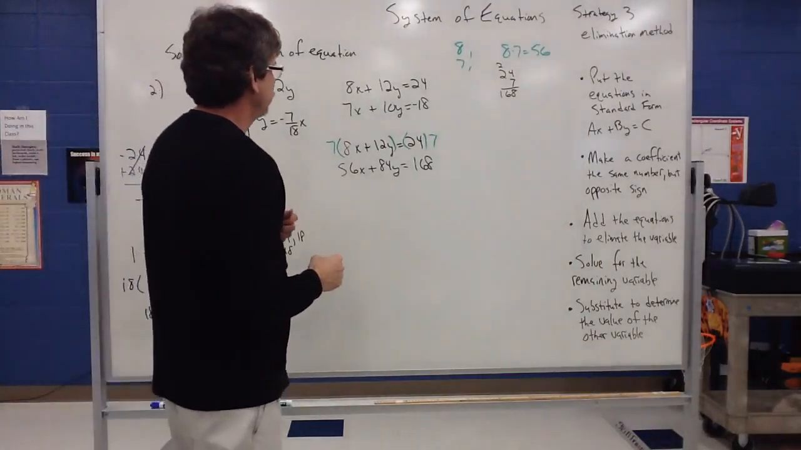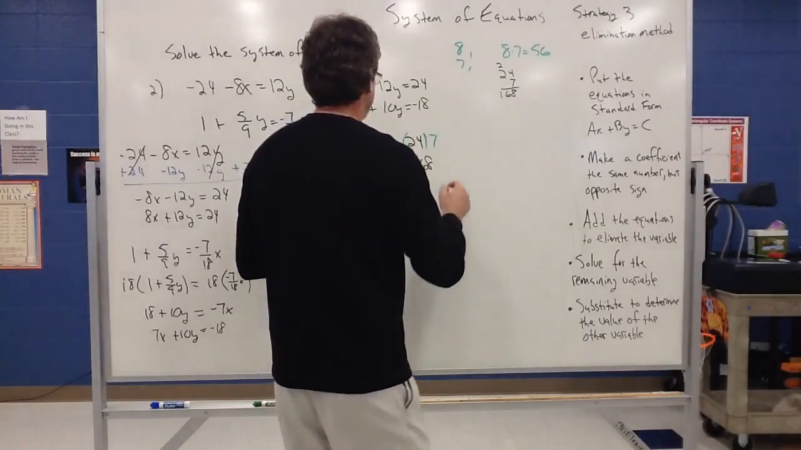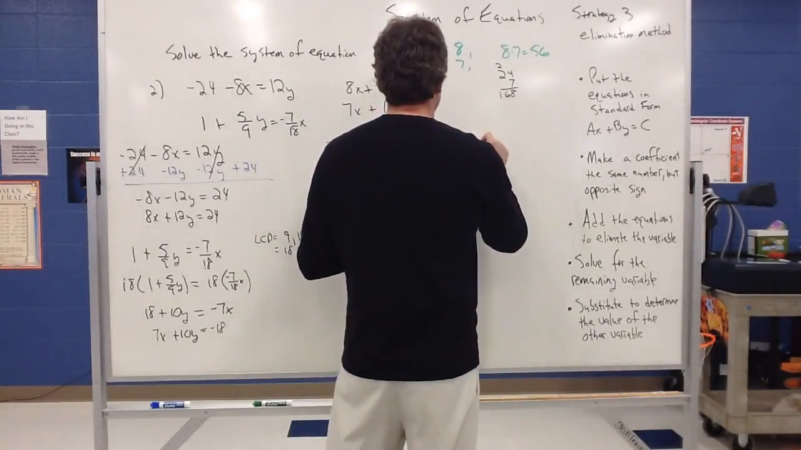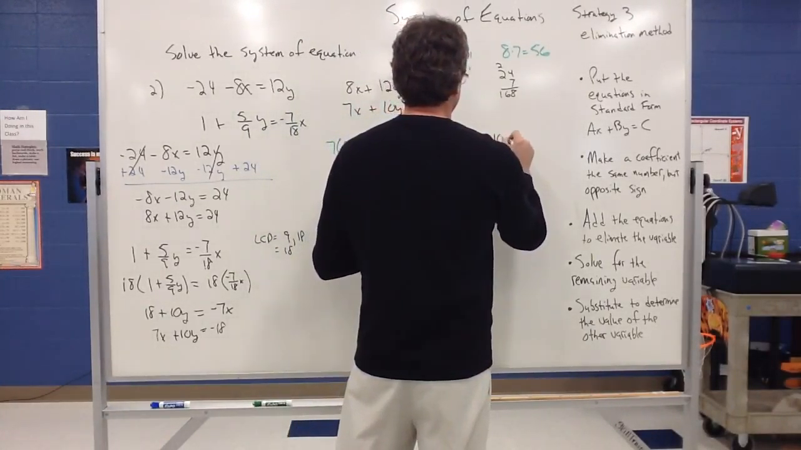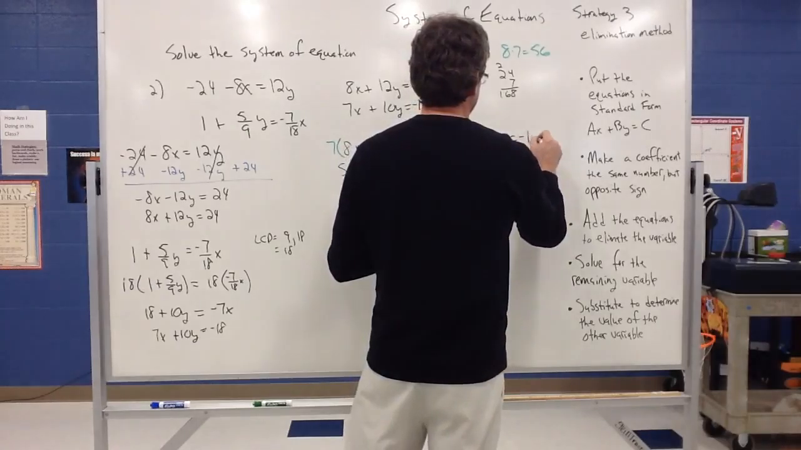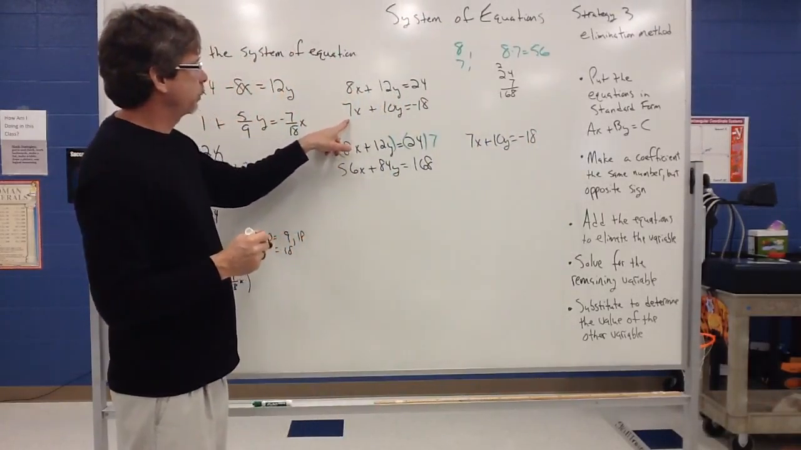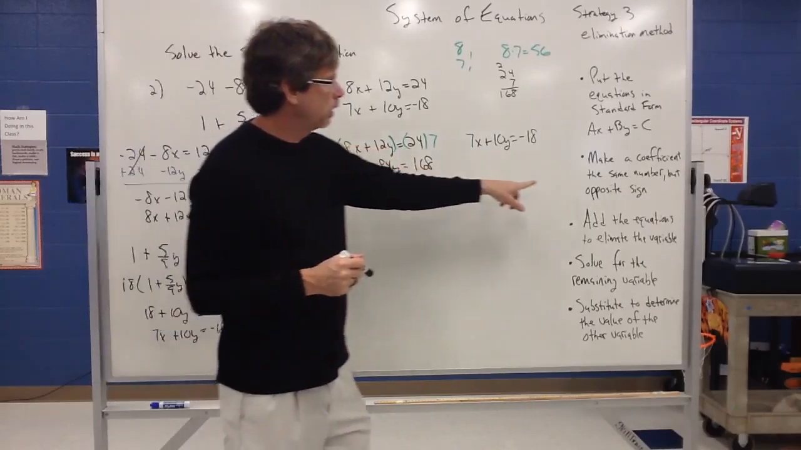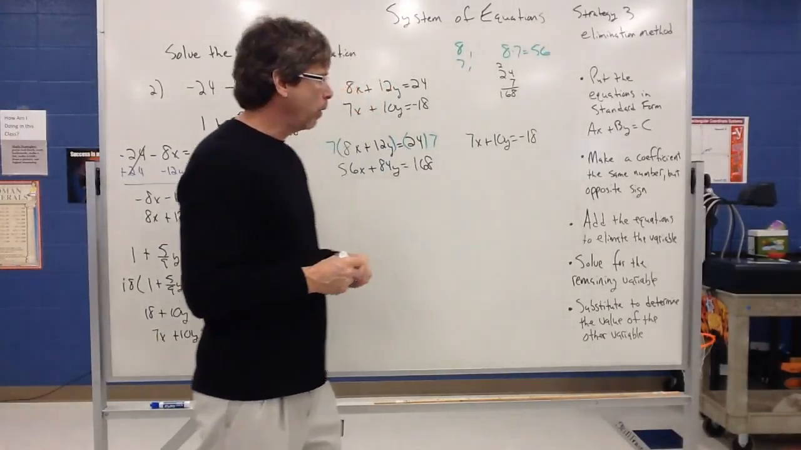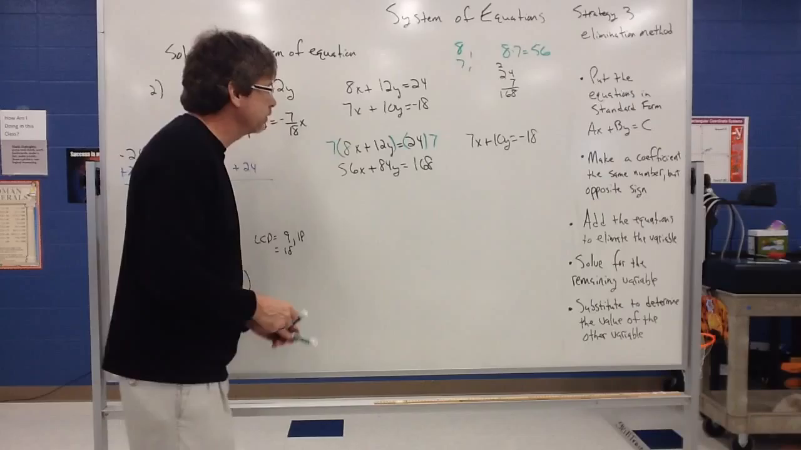Now I'm going to this other equation. I have 7x plus 10y is equal to negative 18. And what I want to do is I want to make it a 56 as well, but notice that I want it to also be opposite in sign. So what I want to do is multiply by then a negative 8.